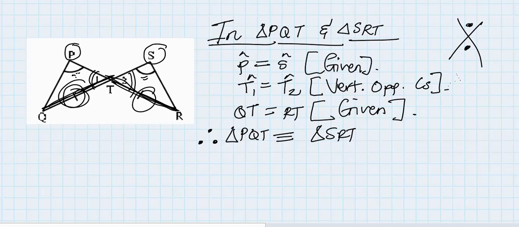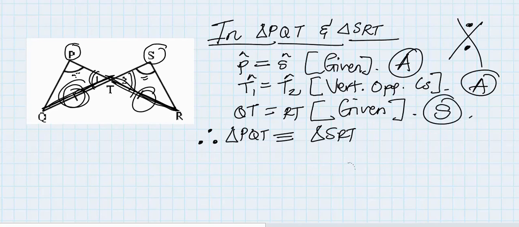What case of congruency is that? Let's look here. What did I prove? I proved two angles to be the same. And what did I prove here? I proved two angles to be the same here. And what did I prove here? I proved two sides to be the same. What case of congruency is that? It's angle, angle, side. That way, right?